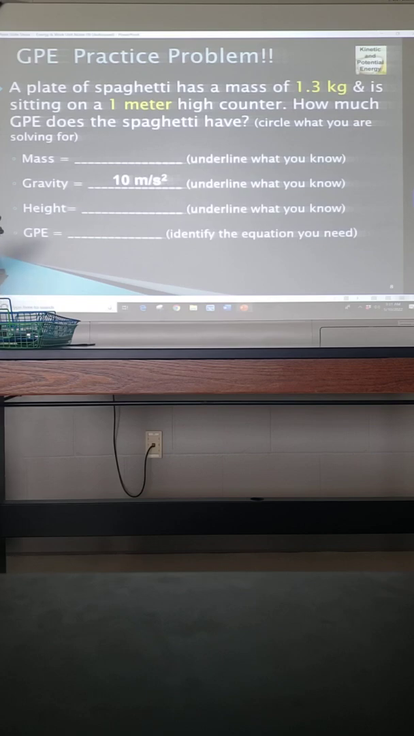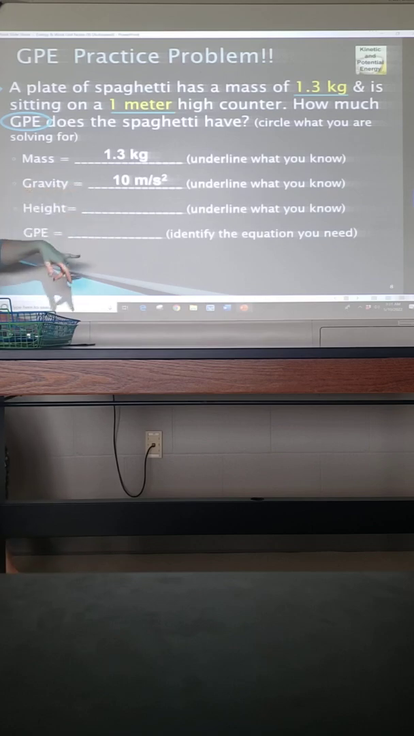So Rory, what are we solving for? Okay, so we circle that. Give me a piece of information that is given. Ethan, give me something that's given here. The counter is 1 meter. Okay, so we have a height of 1 meter. We have a mass of 1.3 kilograms. That's underlined as well. And gravity is given.